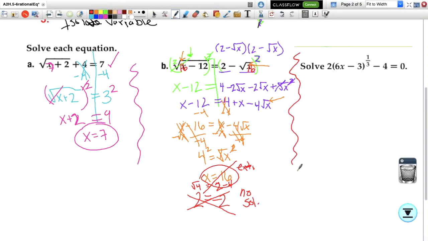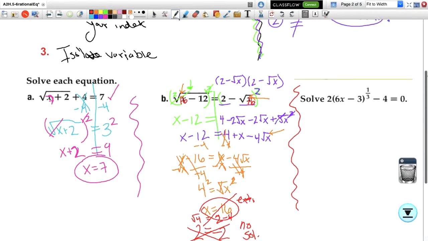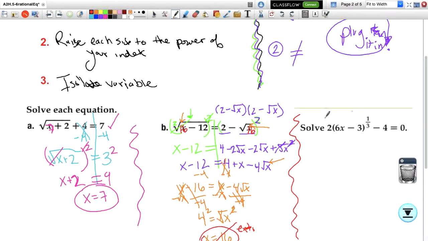So those both had square roots. Remember, we could have any radical sign, and we would solve it the same way. But looking at this one right now, I'm sure you're like, oh, great. What is going on here?